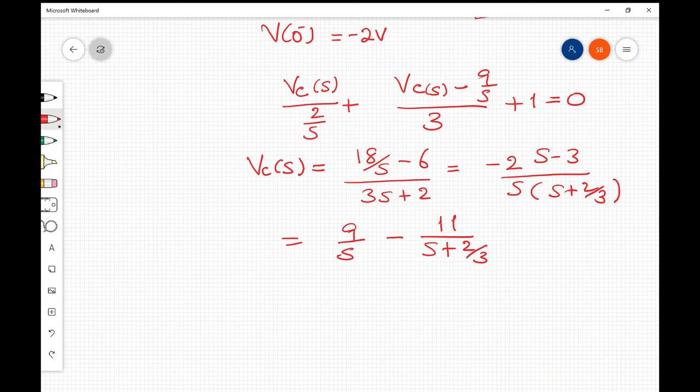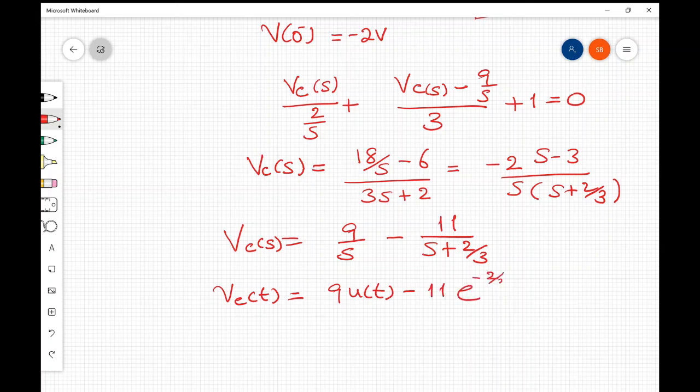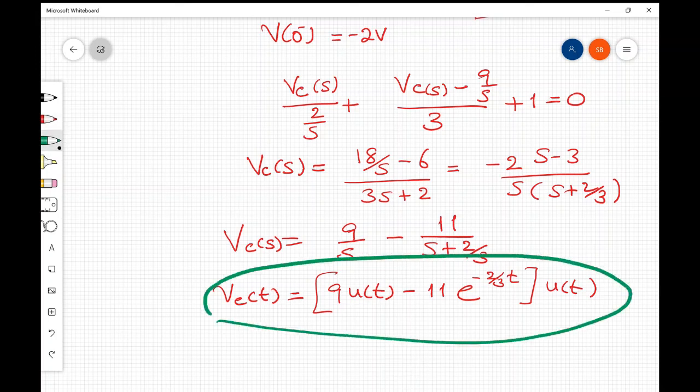So this is VC at S, which means we can get VC at t by just applying the inverse Laplace transform. That would give you 9 U at t minus 11 e raised to minus 2 over 3 t U at t. So that is going to be the voltage that we got from the capacitor.